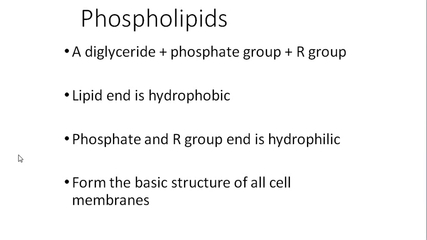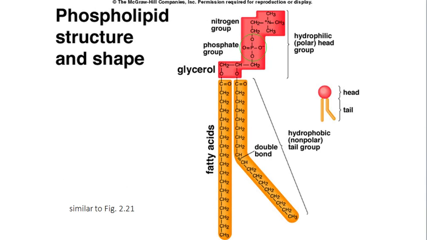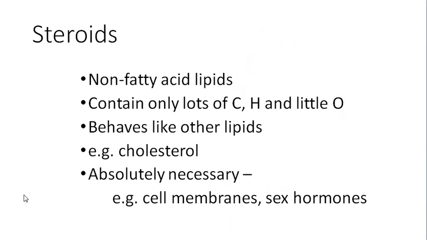Phospholipids are important because they form the basic structure of all cell membranes. This picture, similar to one in your text, gives the basic structure of phospholipids. Highlighted in red is the hydrophilic phosphate containing end of the molecule. The yellow is the hydrophobic fatty acids. It's the interaction between these phospholipids and water that results in the phospholipid bilayer that is the basic structure of all cell membranes.